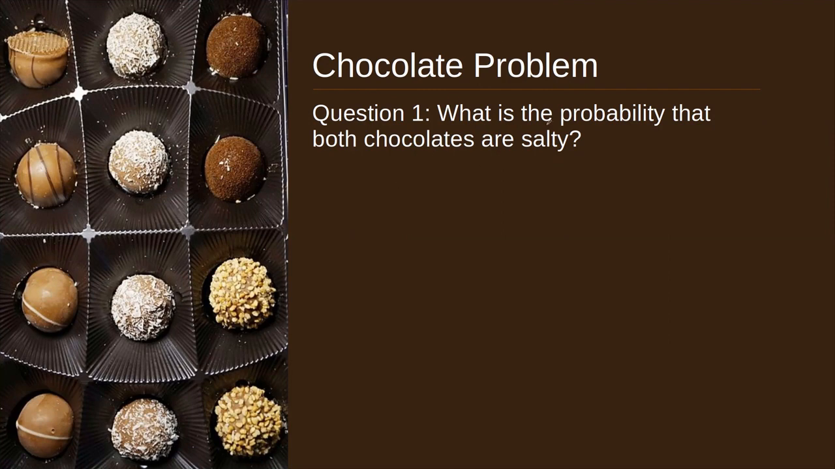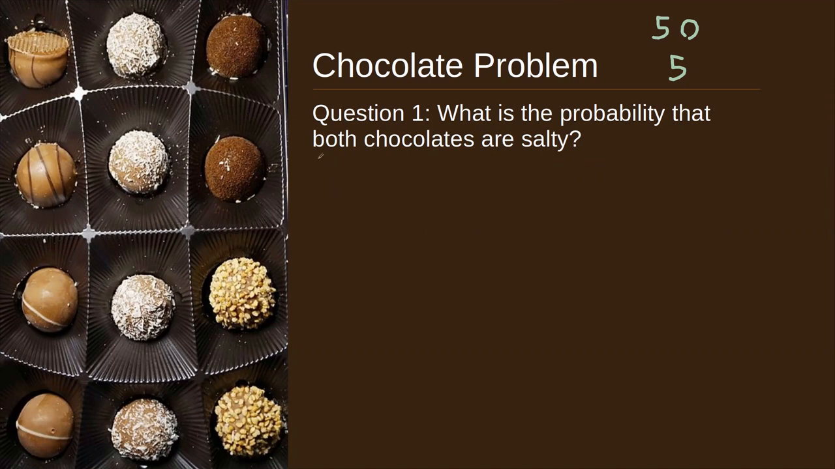So remember that in this chocolate problem, we're assuming that we have a box of 50 chocolates, and 5 out of these 50 chocolates are salty. Then we eat one of the chocolates, and we eat one more, at random, of course. And the question is, what is the probability that both of these chocolates are salty?